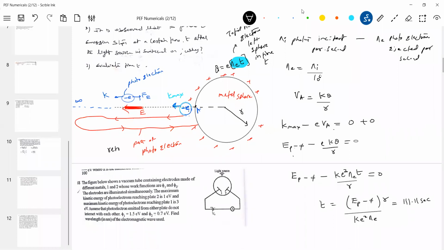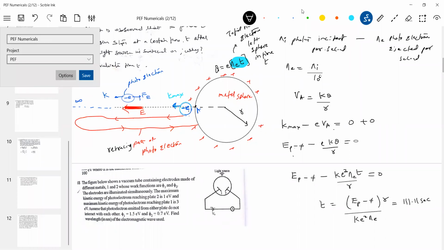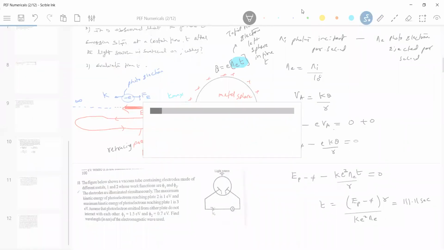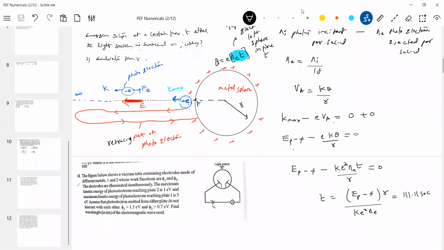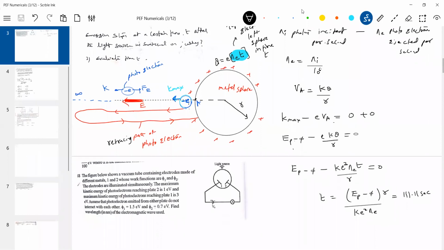Retracing path. I use the words retracing path so that it strikes you: it moves and returns back. I'll go for the next one. This week's portion: photoelectric effect, radiation pressure, matter waves.